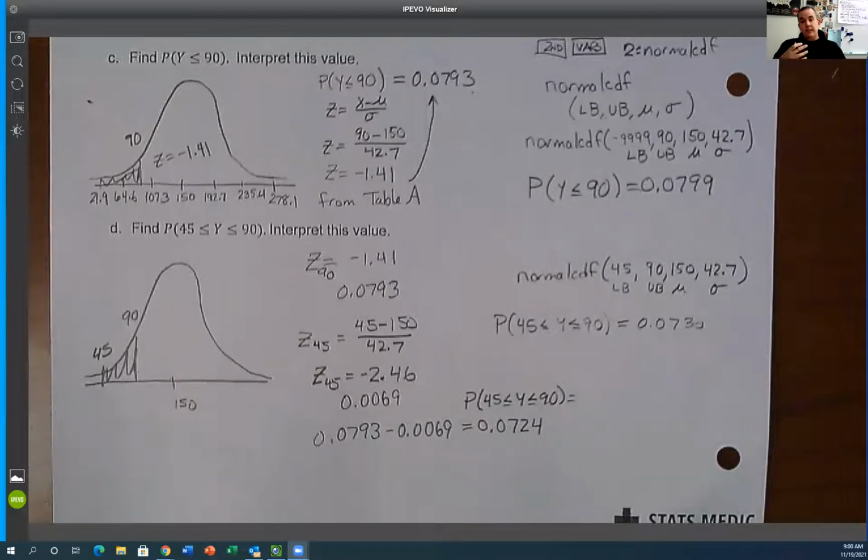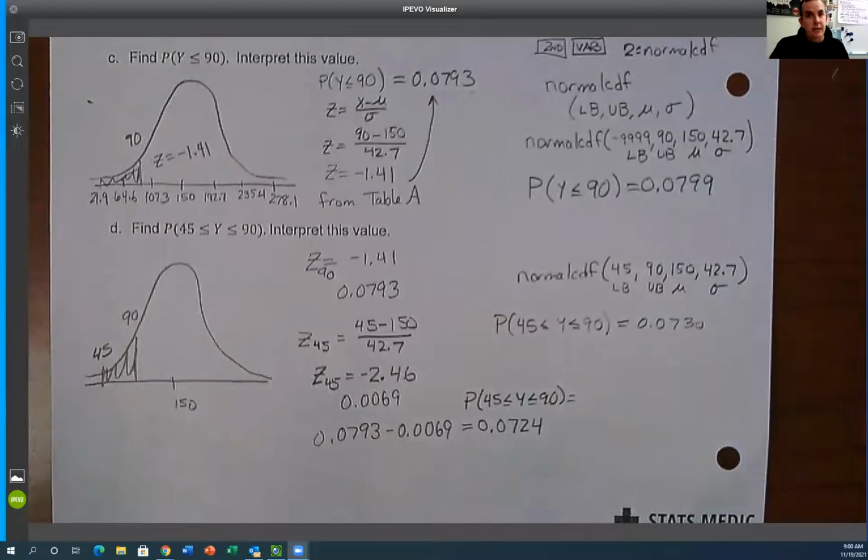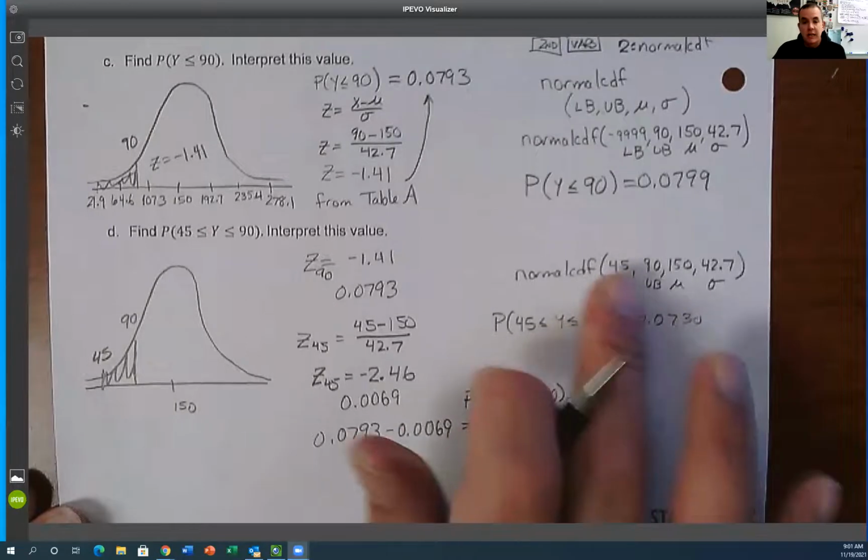Either way is fine. Table A is fine, calculator is fine. Most of the students typically go with calculator, but again, I'm not going to stop you if you want to do table A. Talk to me if you want to do table A. It's a cleaner way to do it in the sense that you are really getting into the details. But again, College Board is okay with normal CDF as long as you label everything.